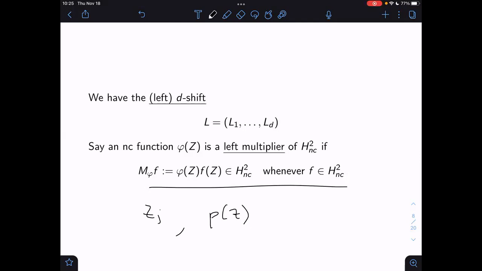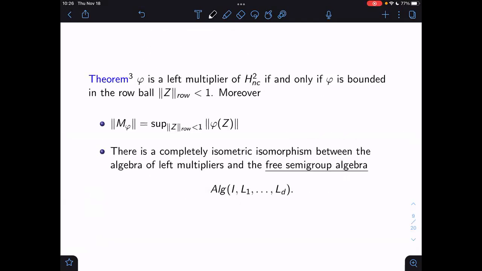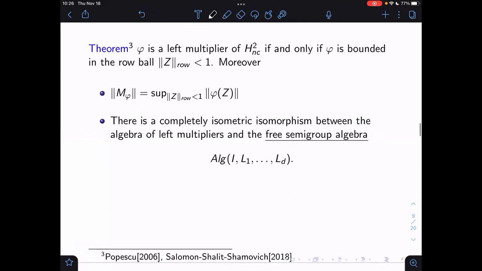If I take limits of these things, I have to think about how you want to take limits, but what you believe is some kind of weak limits of polynomials should still be multipliers, whatever that means. But you get a good answer, and the good answer is the following. So phi is a left multiplier of the NC Hardy space if and only if, well, it's the best answer you could hope for, phi is bounded.